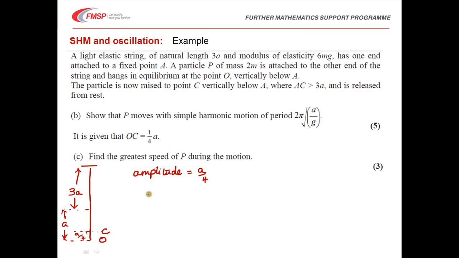And we have a nice formula for greatest speed of P. If you check out session 1 recording, we'll see this revised. Vmax, maximum velocity, is given by omega times A, and I'm just going to put that A in brackets there because that's A for amplitude. We have omega is root g over a from the previous calculation, multiplied by amplitude a/4, and that will simplify a little bit to root(ag) all over 4, and that's our final answer there.